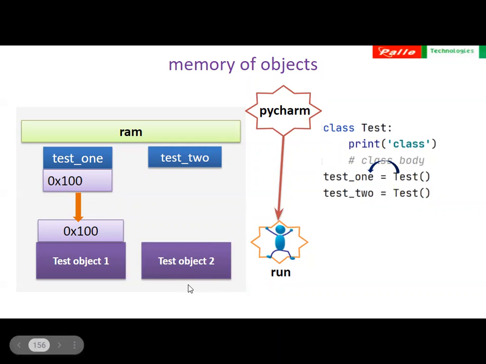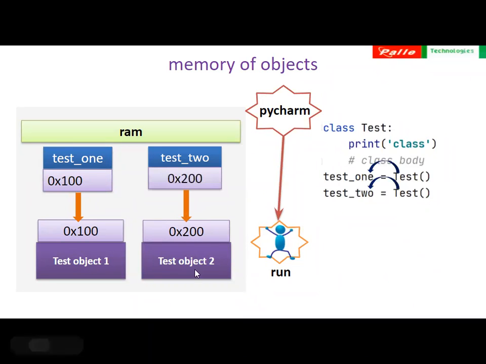Now after this, what will it do? It will give some address. Remember, this address will be different. After this, it will store the address inside this variable, and it will be pointing to this object.